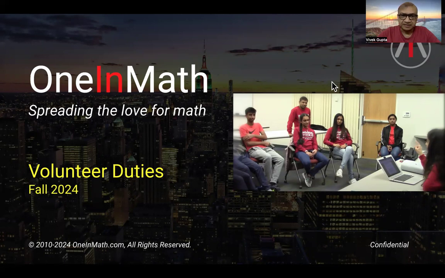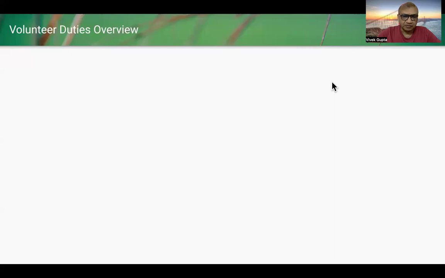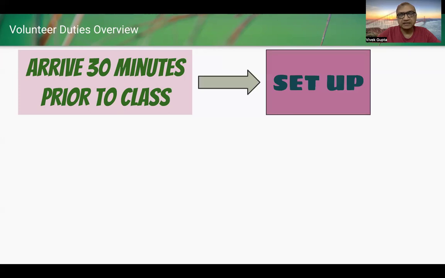Let's get started. So, one of the general cycles of the everyday class is that you arrive 30 minutes earlier prior to the class. So if the class is, let's say, from 3 to 4, then you arrive at 2:30 p.m. That's the idea. And then there is a setup required in the class. Sometimes the classrooms require that you set up the tables and arrange the chairs, etc.